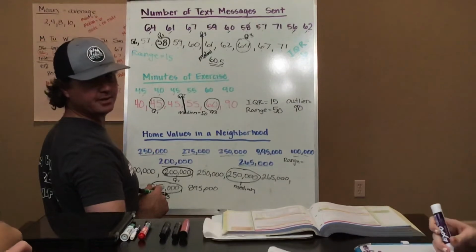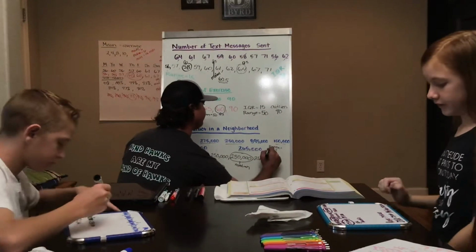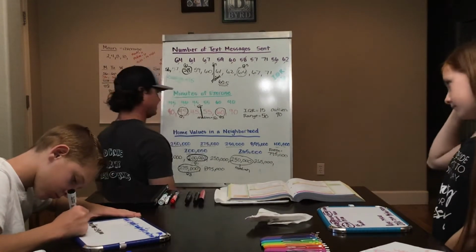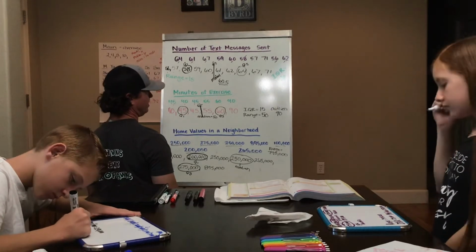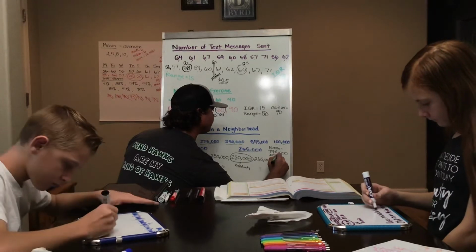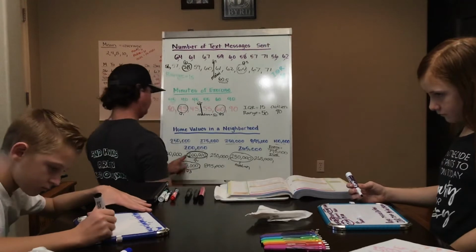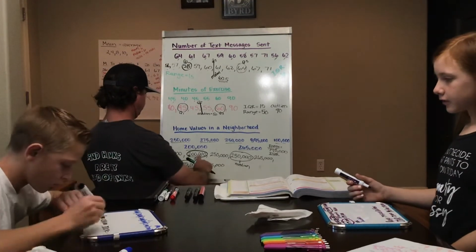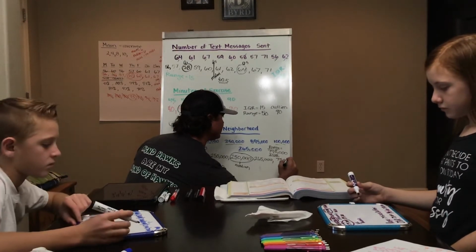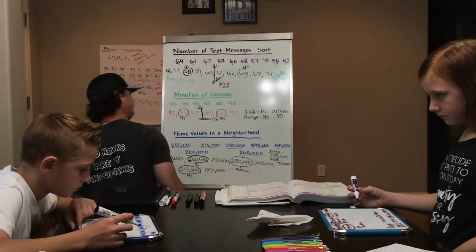Which one has the range? Do you have the range? No, not yet. How much was it? 795,000. Correct. 795,000 was my range. My interquartile range was much smaller. Dalt, did you get the interquartile range? No, not yet. Okay, I'll wait for you.